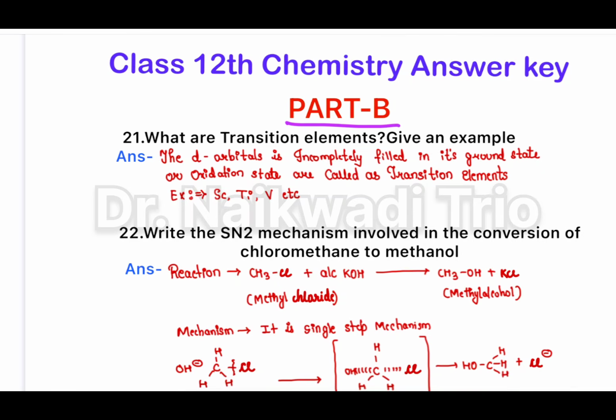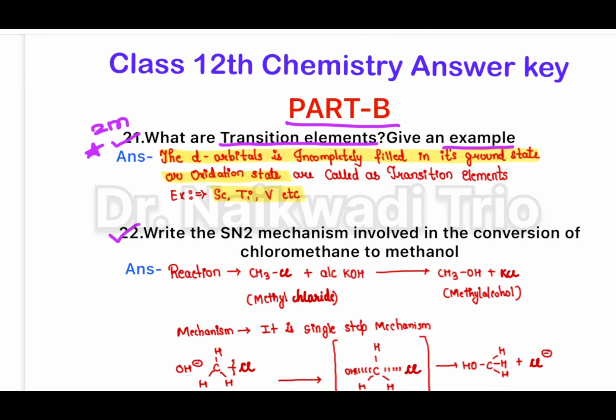So part B. These are 2 marks questions. The 21st question is, what are transition elements? Give an example. We discussed this question in yesterday's video. You can see that exactly the same question has appeared in the exam for 2 marks. The answer is, the d orbital is incompletely filled in its ground state or oxidation state. Examples are scandium, titanium and vanadium.